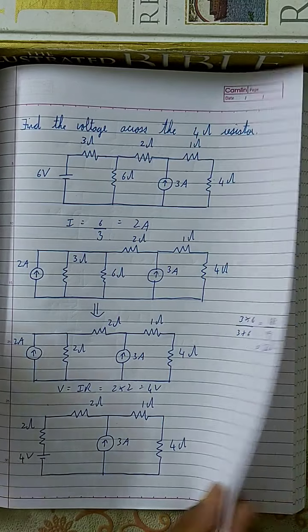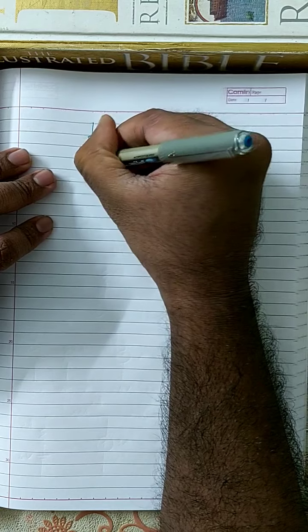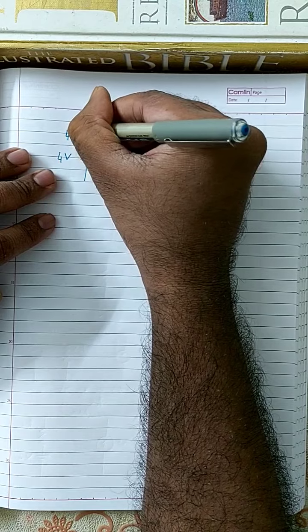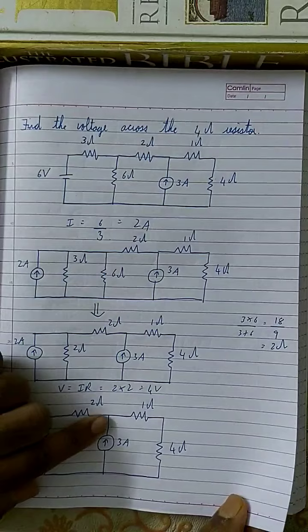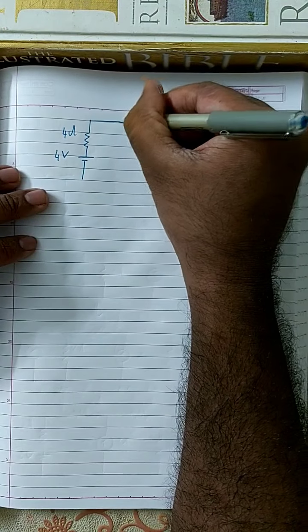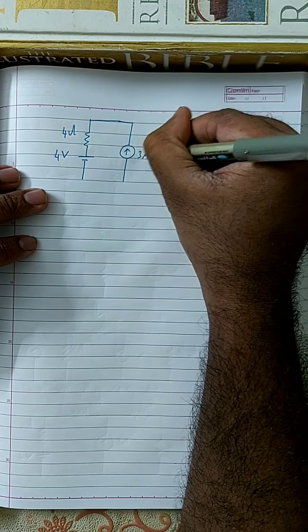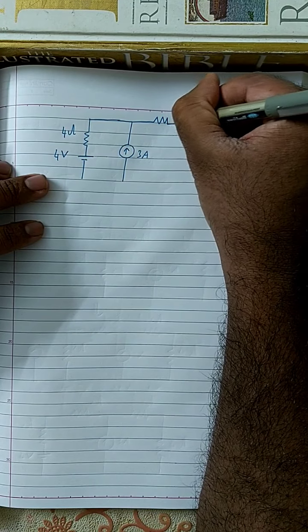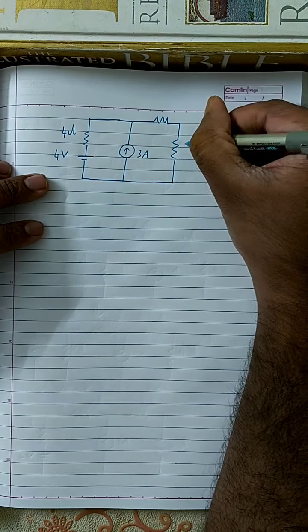So therefore I can redraw the circuit and make it more simple. It becomes a single resistor with a voltage source, and this voltage source is 4 volt, and the two resistors when combined, 2 plus 2 is equal to 4. The rest is the same. The rest is a 3 ampere. We have a 3 ampere, and this is 1 ohm, and this is 4 ohm. There you have it, a 1 ohm and a 4 ohm.